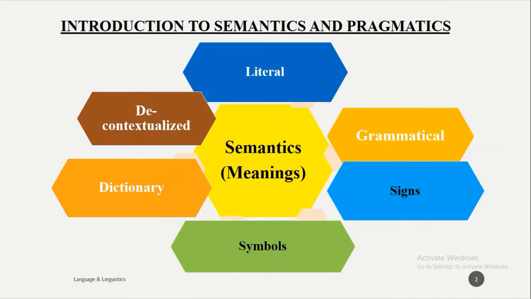Next, we have grammatical meanings. Grammatical meanings are conveyed in a sentence by word order, or you can say whatever meanings of a sentence you perceive when it is well-formed or grammatically correct, that is called grammatical meanings. And in grammatical meanings, we have grammatical signals like prepositions, modals, auxiliary verbs, articles, and conjunctions.